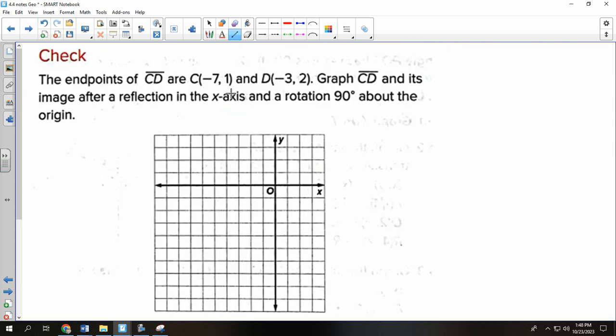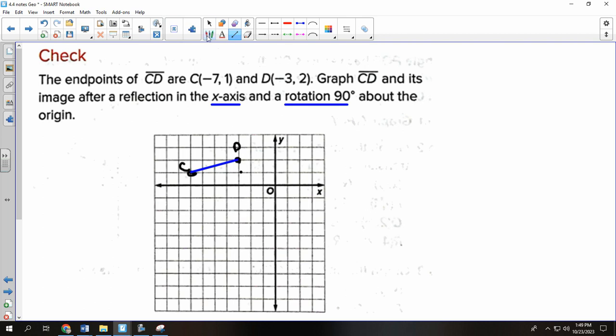Okay, let's do this check together. The endpoints of CD are -7, 1. So 1, 2, 3, 4, 5, 6, 7. Up 1, C. And then D is -3, 2. Let's make it a line. Graph CD and its image after reflection in the x-axis and a rotation of 90 degrees. A reflection in the x-axis, it starts here and then it ends here.